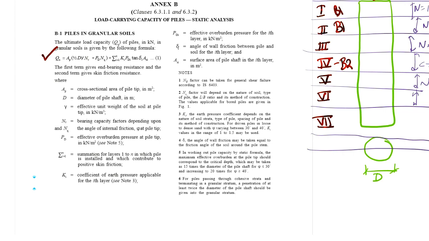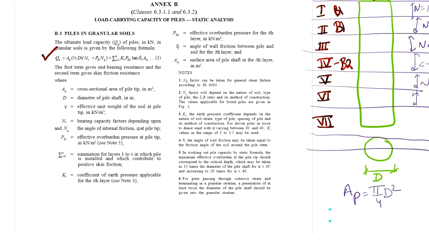Let's continue. Q is Ap into half of D gamma N gamma plus PD into Nq plus summation of i equal to 1 to n Ki into PDi into tan delta i into Asi. This is equation 1. Now this Ap is the cross-sectional area of the pile. This pile has this cross-sectional area. So Ap will be pi by 4 into D square. I will write it down properly. Ap is equal to pi by 4 D square.